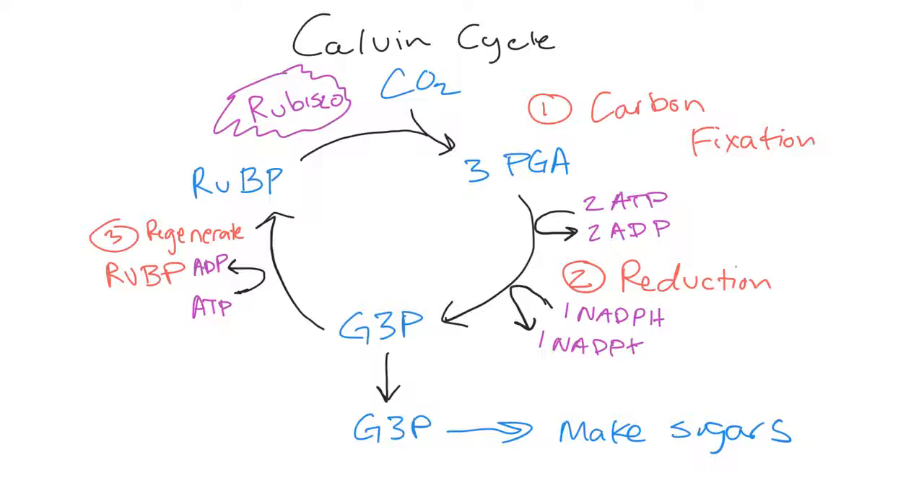Well, G3P is a 3-carbon molecule, but that's used to make sugars. What is the G? It's a long word, I don't know. Glyceraldehyde phosphate or something like that.